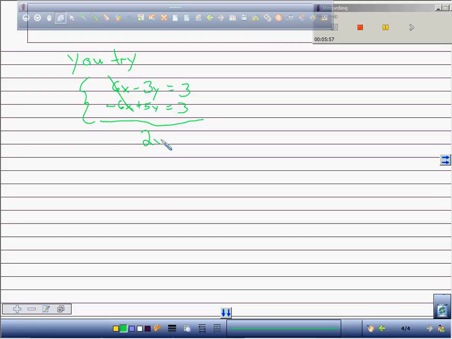Okay, so anyway, what Charlie probably did here is he added these two equations together, and this goes away, and I get 2y equals 6. This is a pretty easy one. Divide by 2, and I get y equals 3.